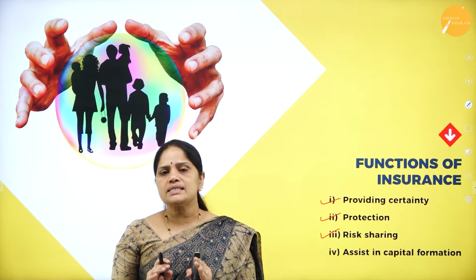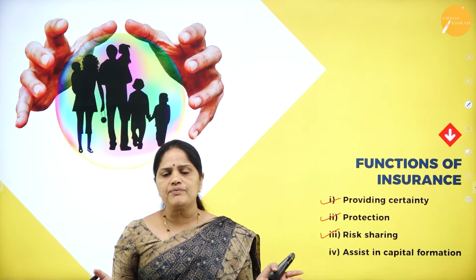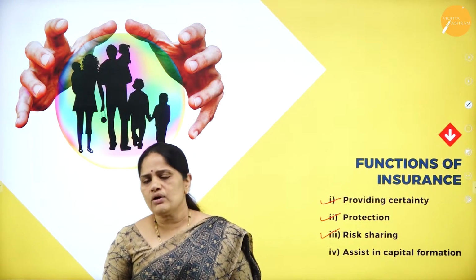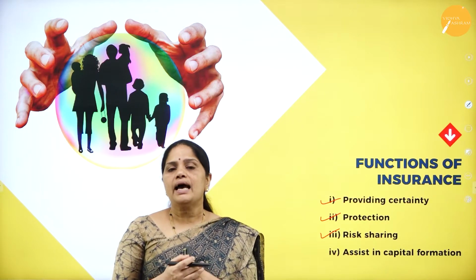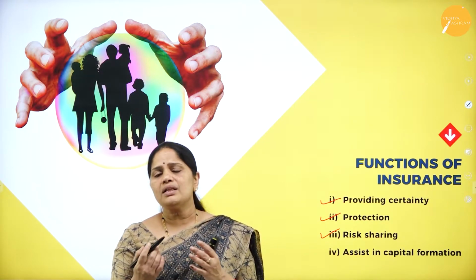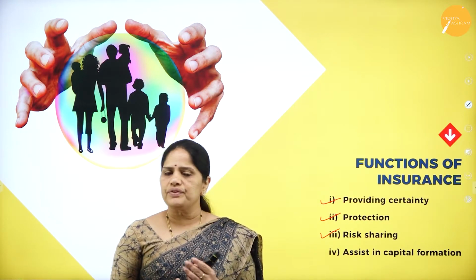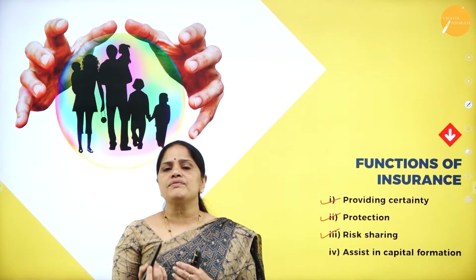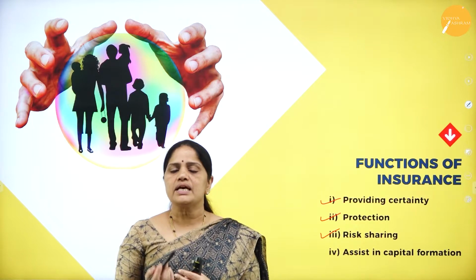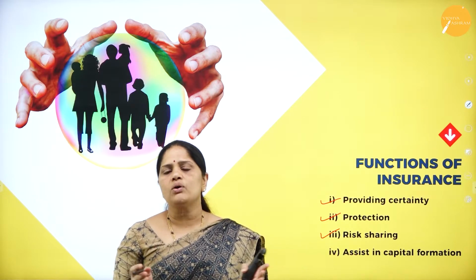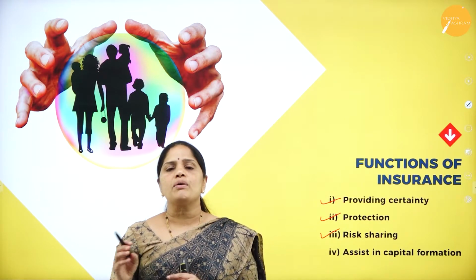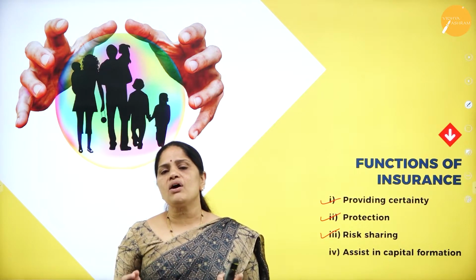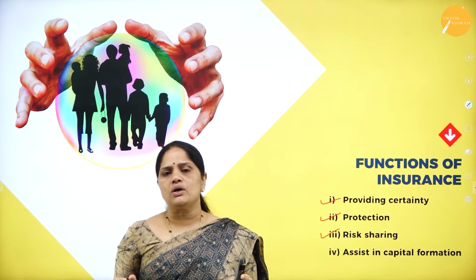So the insurance company will be collecting premium from all the policy holders who have just enrolled with the insurance company. Suppose all the policy holders will not have to face such uncertain events, and if any one person faces such an uncertain event, then all the policy holders' money will be utilized to compensate this one person. So there is a sharing of risk among all the policy holders.